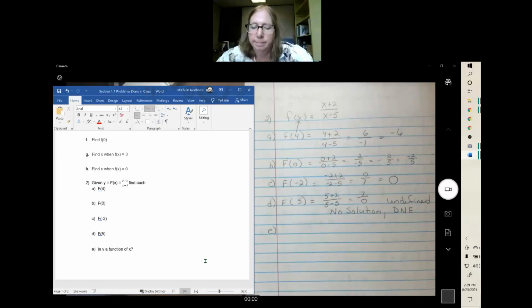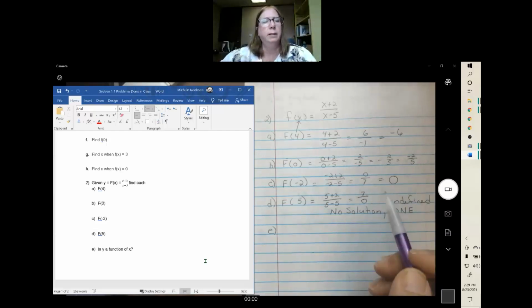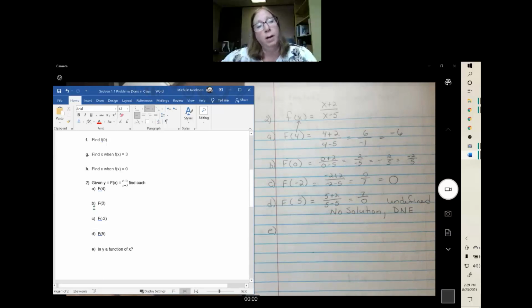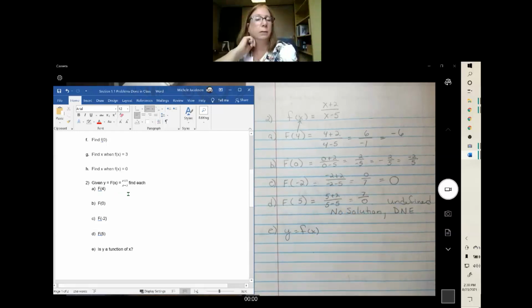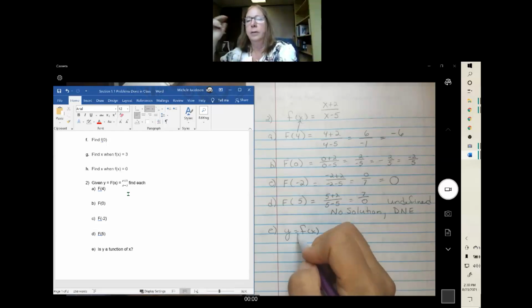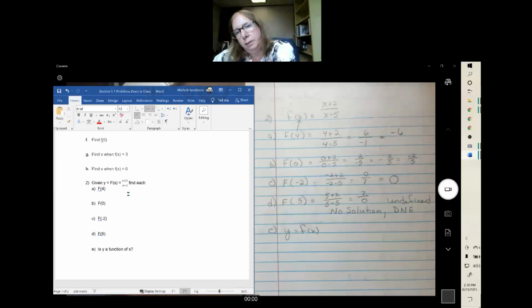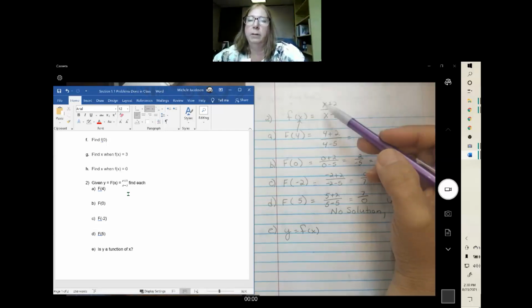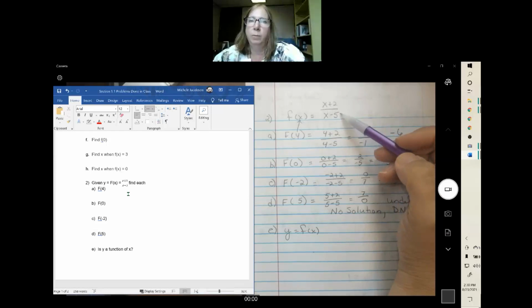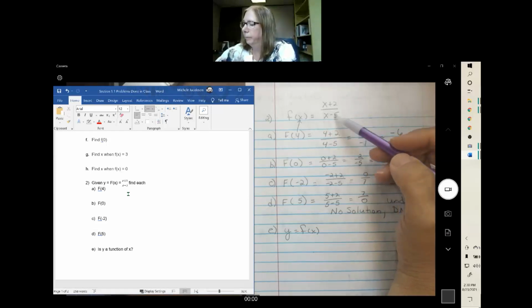E. Is y a function of x? Well, we kind of know it's a function of x because it was given right here. Y equals f of x, so y is a function of x. But we also know it's a function because no matter what value I plug in here, I'm only going to get one answer out. So for every x, I'm only getting one y.